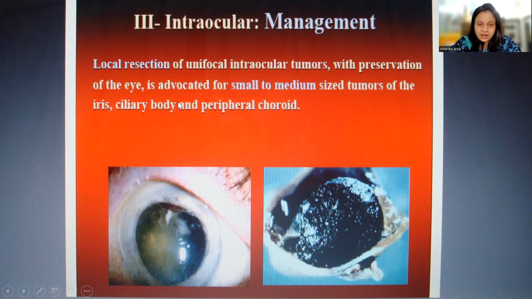With preservation of the eye is advocated for the small to medium sized tumors of the iris, ciliary body, and the peripheral choroid.